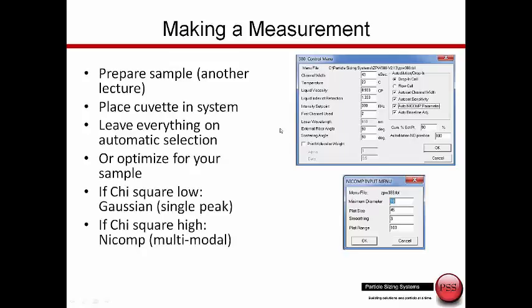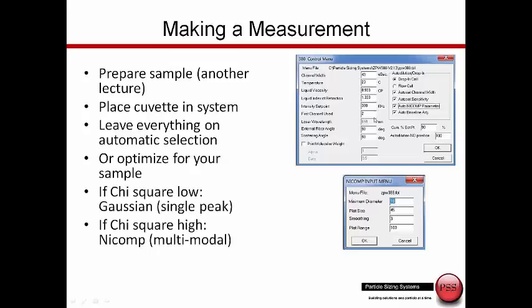Taking a measurement is very easy with the Nicomp. We simply prepare the sample, which is sometimes simple, sometimes a little more complicated, but we won't cover that today. We place the cuvette in the system, and looking at the setup screen on the right, we could either leave everything in automatic in terms of baseline Nicomp parameters and also choosing the neutral density filter, or we could interact with this and adjust this for specific applications.